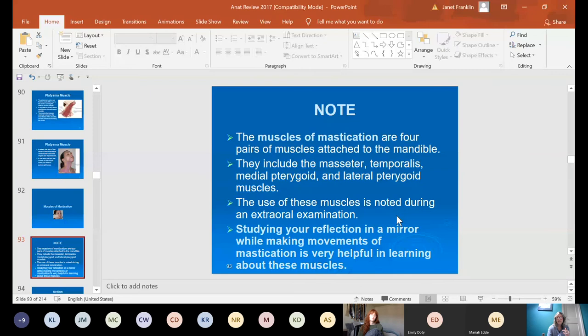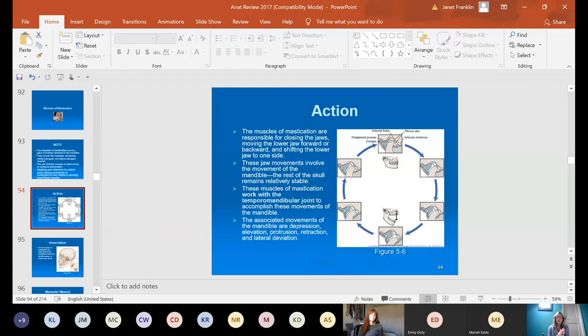The muscles of mastication are responsible for closing the jaws, moving the lower jaw forward or backward, and shifting the lower jaw to one side, or lateral movement. So the jaw doesn't do a whole lot of different things. It opens and closes, it moves forward and backward, and it shifts from side to side.